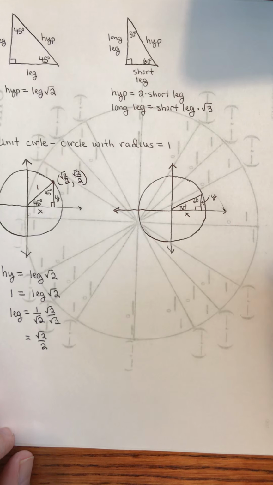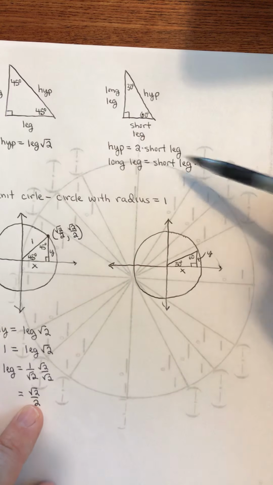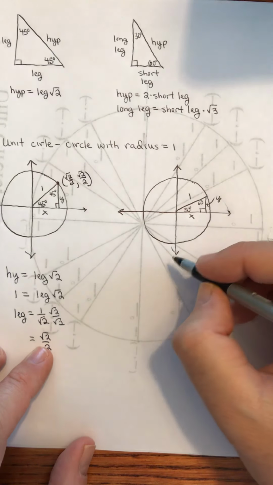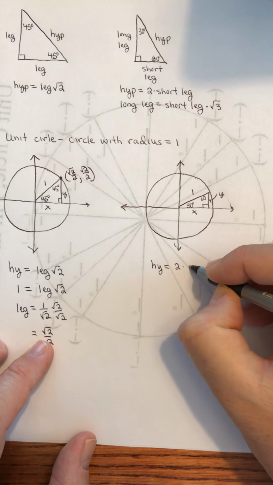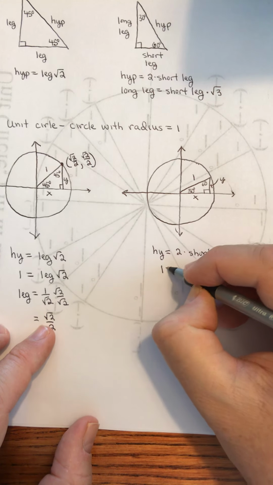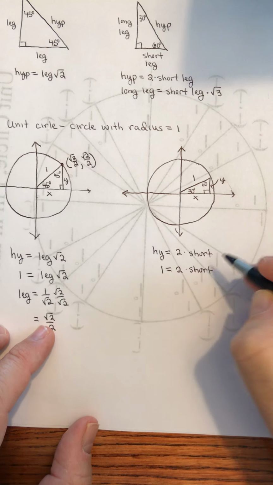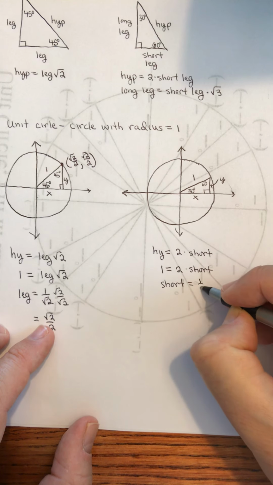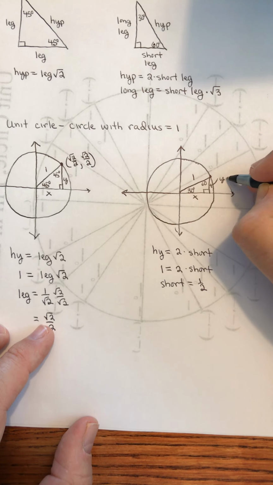Now if you look at the 30, 60, 90, over here, remember that the hypotenuse is 2 times the short leg, but this is the unit circle, so the hypotenuse is 1. So if we write that down, the hypotenuse is equal to 2 times the short leg, and I replace the hypotenuse with 1, I can solve this for short leg by dividing by 2, and the short leg is going to equal 1/2. Now our short leg is this y over here. Okay, the y value is 1/2.